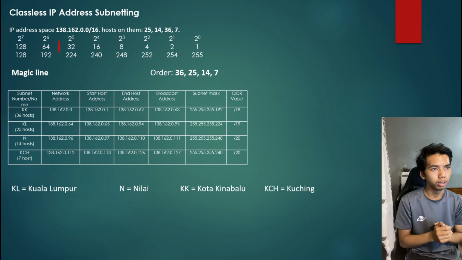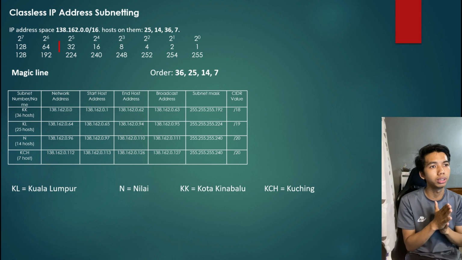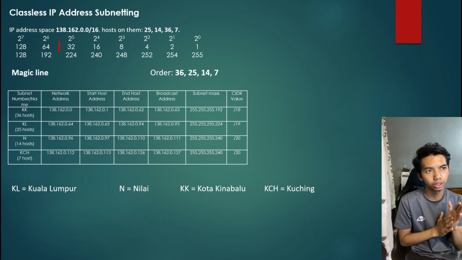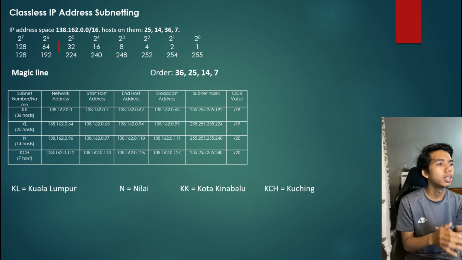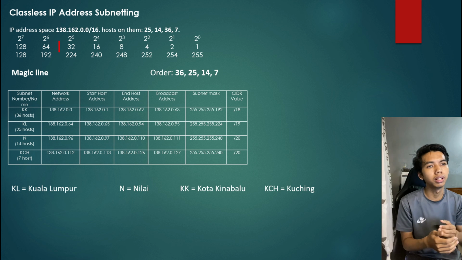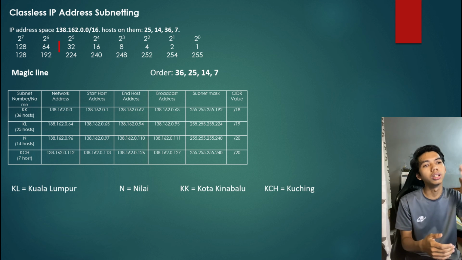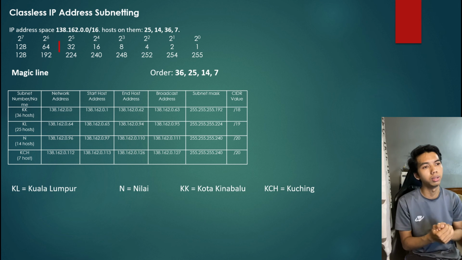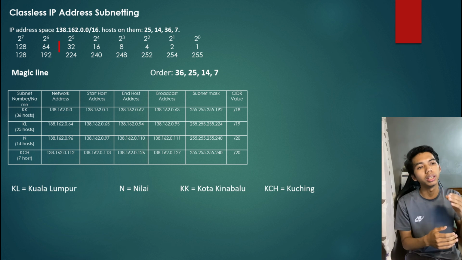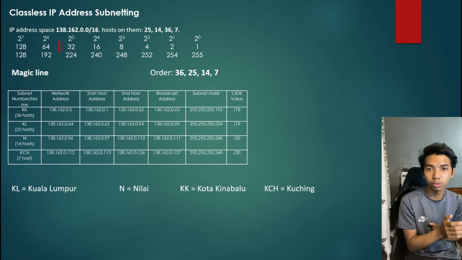The given network is 138.162.0.0/16. First things first, we must sort all the subnets according to the number of hosts, from the highest to the lowest. Kota Kinabalu has 36 hosts, the most, so we put it as number 1. The last is Kuching, which has only 7 hosts.